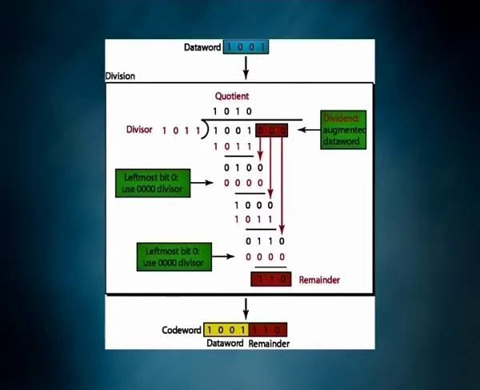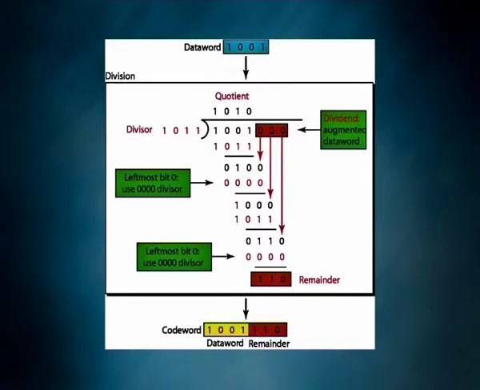This data at the transmitter side is divided by divisor 1 0 1 1. By performing this division, we get remainder as 1 1 0. Now this remainder is appended to the original data 1 0 0 1, and the data becomes 1 0 0 1 1 1 0, which is transmitted.